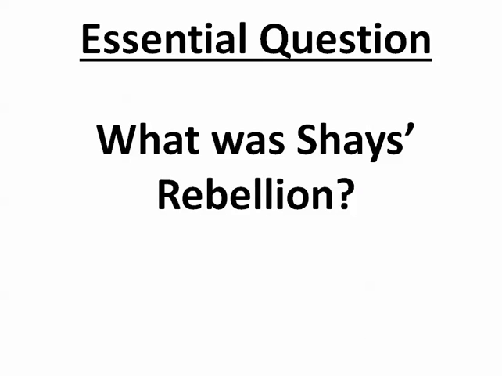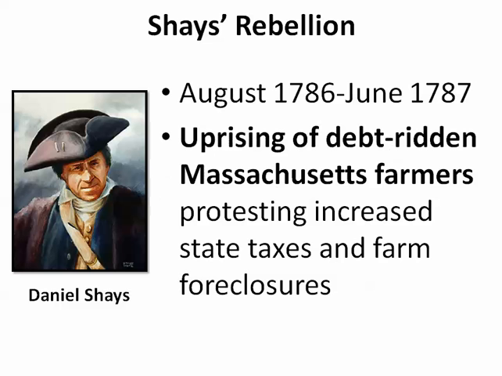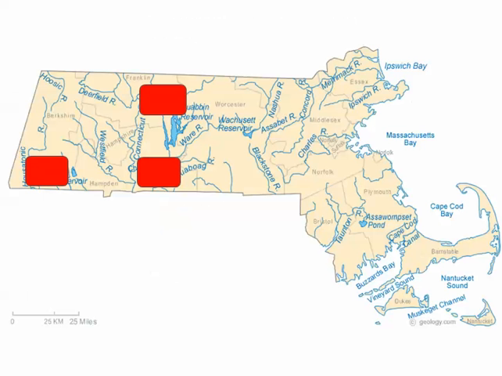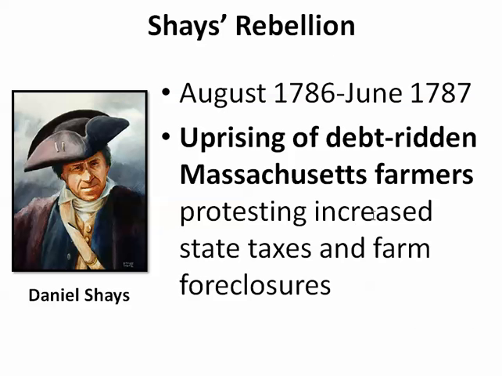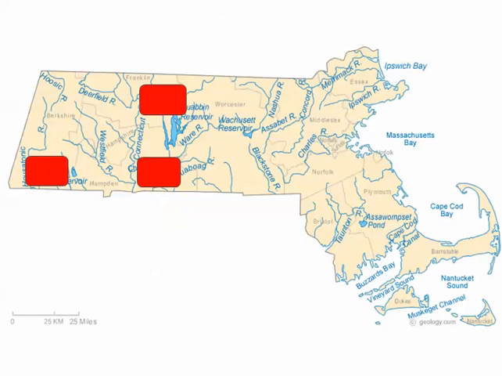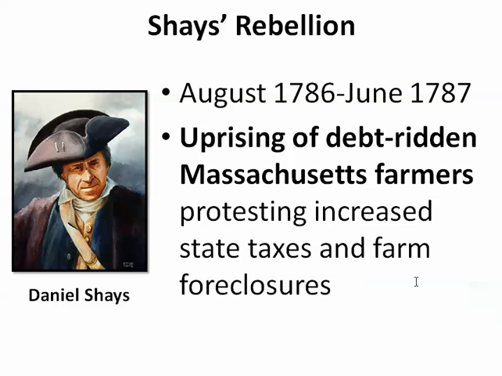So what was Shays Rebellion? Okay. Shays Rebellion, from August 1786 to June 1787, was an uprising of Massachusetts farmers out in western Massachusetts, out in this area, and they're going to be protesting increased state taxes from the state of Massachusetts, and they're going to be protesting some government policies and some farm foreclosures. So why was the rebellion happening? We need to look at that.